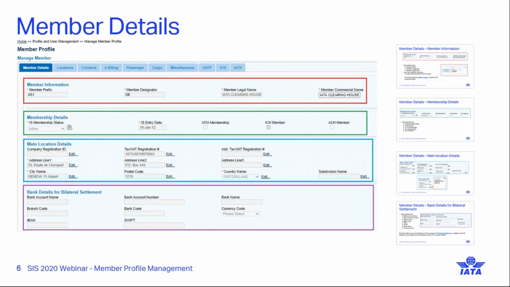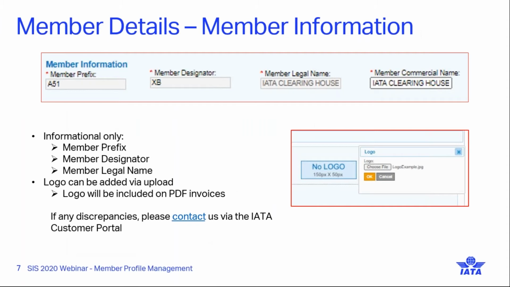So to begin, we zoom into member information. In member information, there are 5 different points of information: member prefix, designator, member legal name, member commercial name, and the logo. The member prefix, member designator, and member legal name are informational only. So any discrepancies here, please contact us via the IATA customer portal. The member commercial name and the logo are editable by the user, being you. To edit the logo, you simply click the no logo box, choose a JPEG, and upload it. Once uploaded, this will appear on all billed invoices from this location.